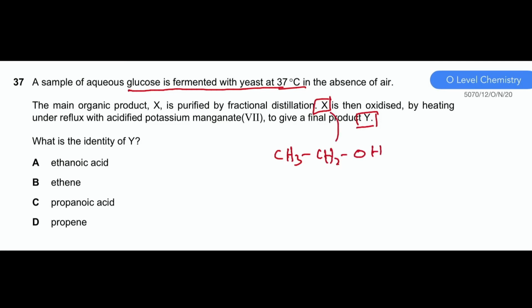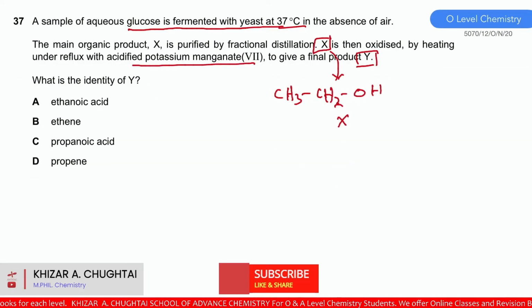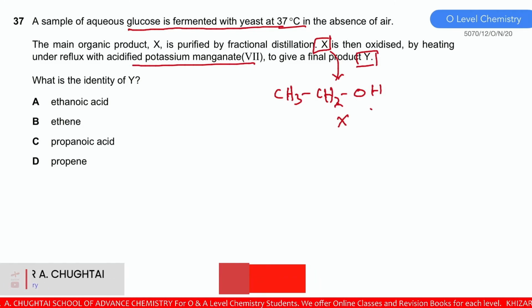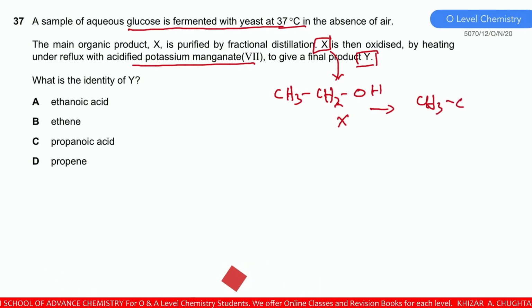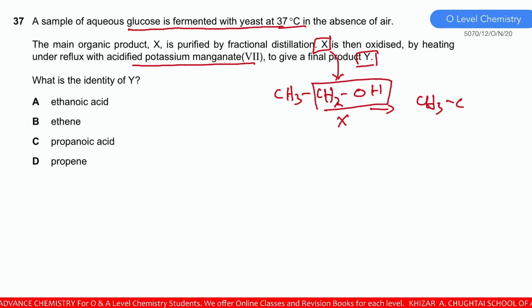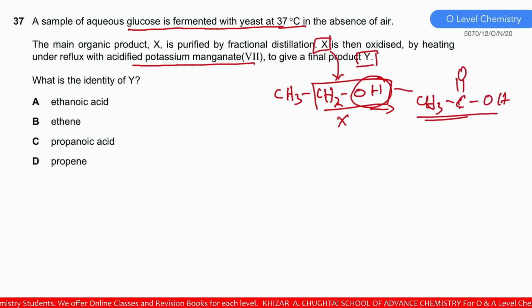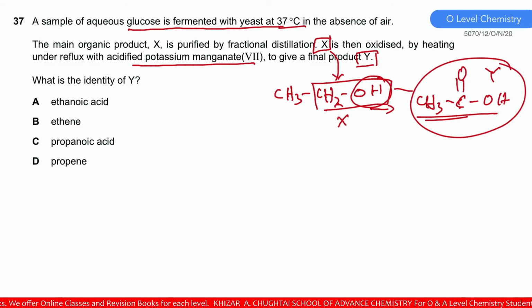CH3CH2OH. This is your X, and whenever you heat it with the oxidizing agent, I mean upon oxidation, this ethanol is going to yield CH3, the same carbon, carboxylic acid, and the OH carbon will be changed into a carboxylic group. So finally the Y will be this ethanoic acid. So A is the correct option.